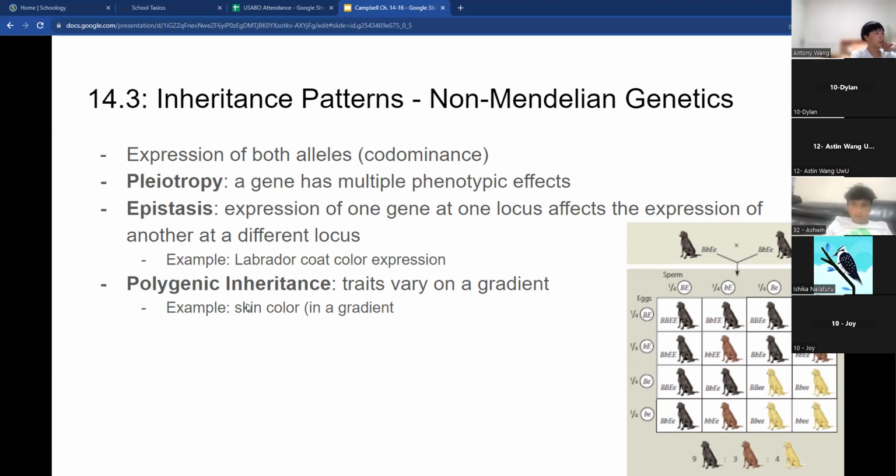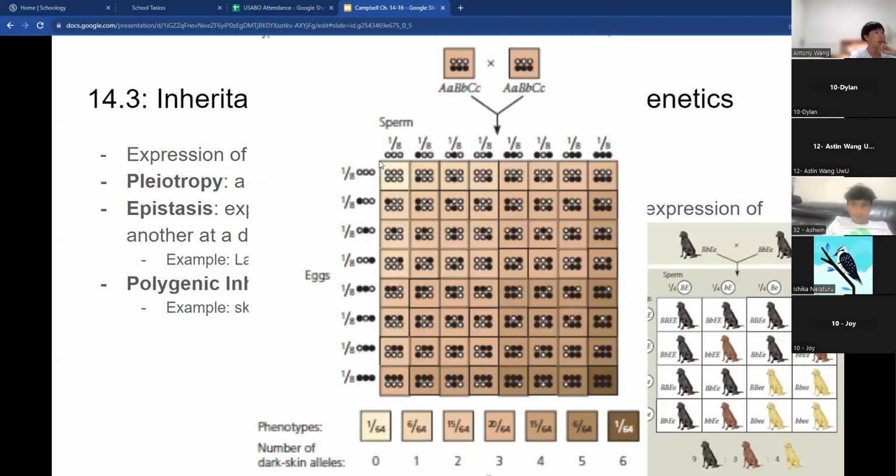Polygenic inheritance: traits vary on a gradient. Polygenic inheritance just means that one specific phenotypic trait is determined by many different genes. For example, skin color is not determined by one gene. It's determined by a combination of many genes. That's why there's a gradient of skin colors. As you can see here, this is a very simplified version of the genes that code for skin color.